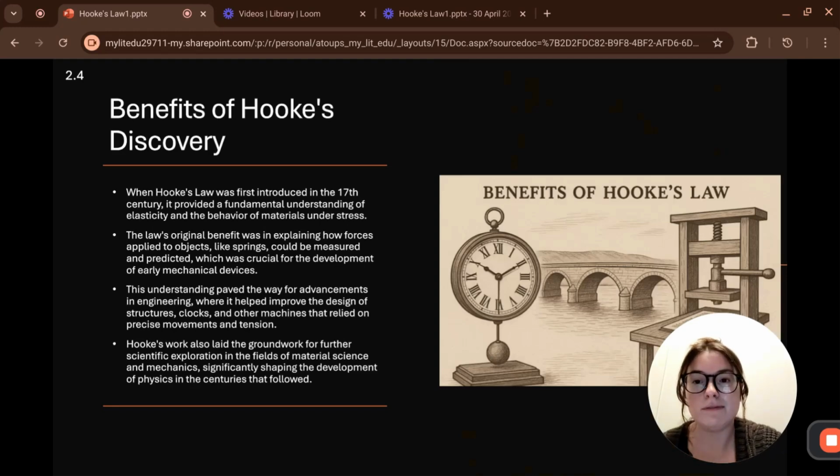Some of the original benefits of Hooke's law were that it provided a fundamental understanding of elasticity and the behavior of materials under stress. It also explained, obviously, how forces applied to objects like springs could be measured and predicted, which was crucial for the development of early mechanical devices. Specifically, the printing press, which obviously we know was a big deal in the up-and-coming years, and his law very much benefited the printing press, as well as clocks and bridges.